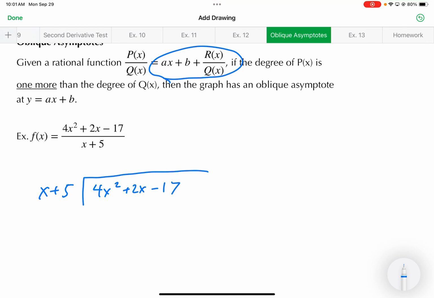Good, because the goal is to cancel something out, right? So I need to figure out what I need to multiply x by in order for it to equal 4x squared. And the answer to that is 4x. Where do I put that 4x? On the top, above the 2x. Keep everything in line, because we've got linear terms that we'll try to keep in columns. And then what do I do with that 4x?